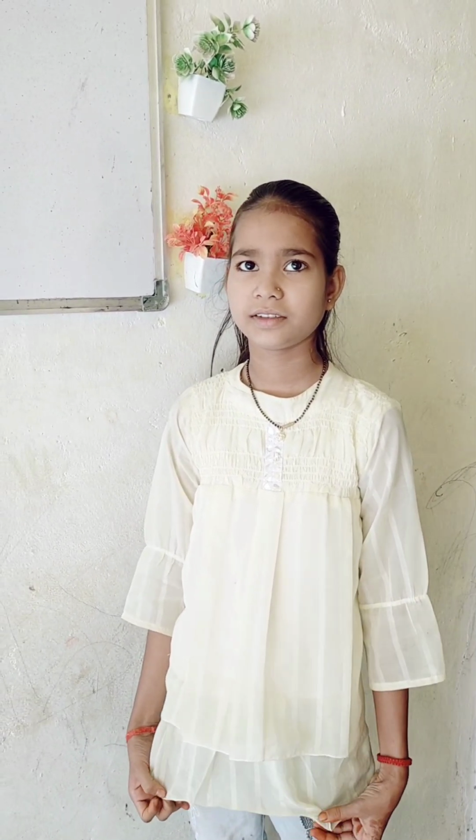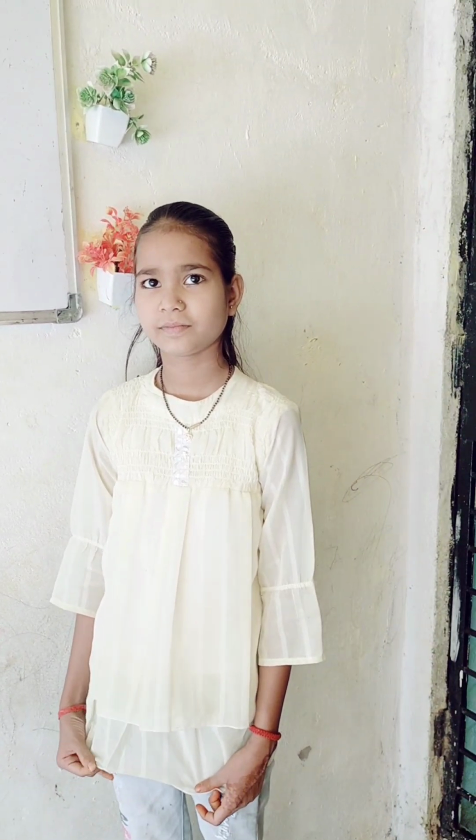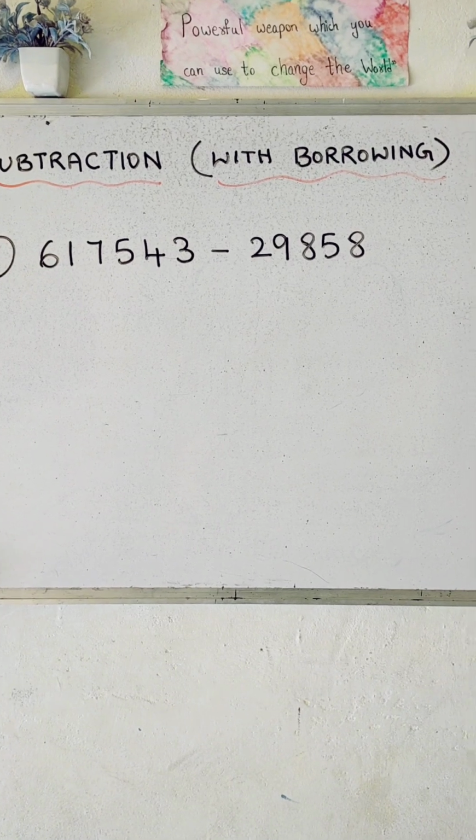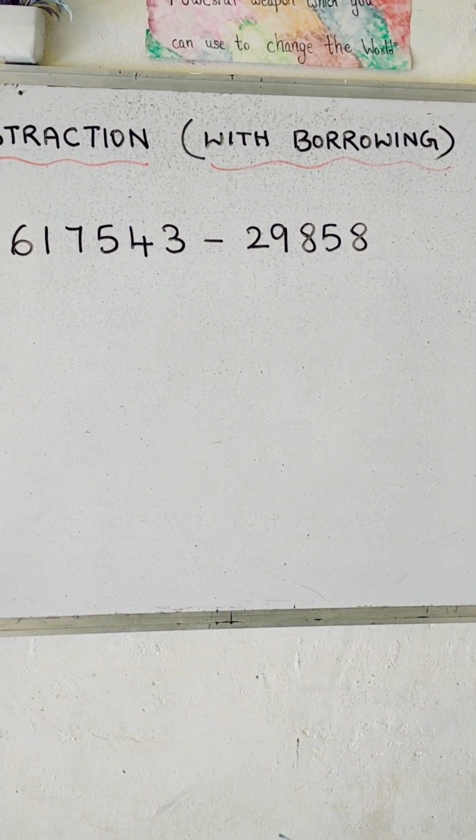Subtraction without borrowing, you're able to do it very nicely, but with borrowing is a confusion. So I'll explain you, listen to me carefully now. See, I have given two large numbers on the board. First thing, you have to arrange them in columns, okay, without making any mistake.